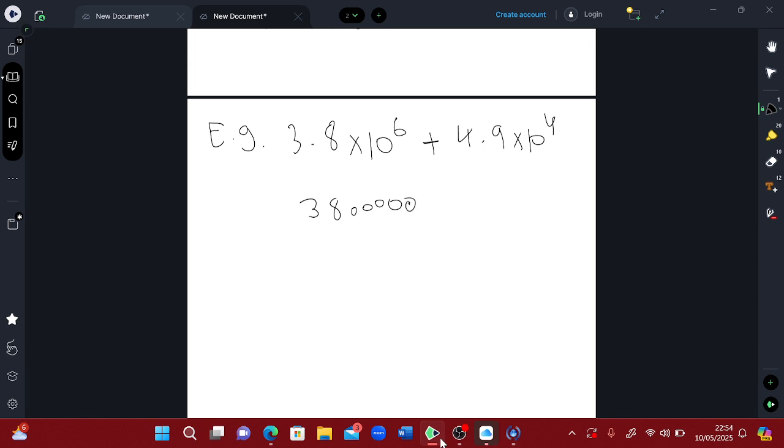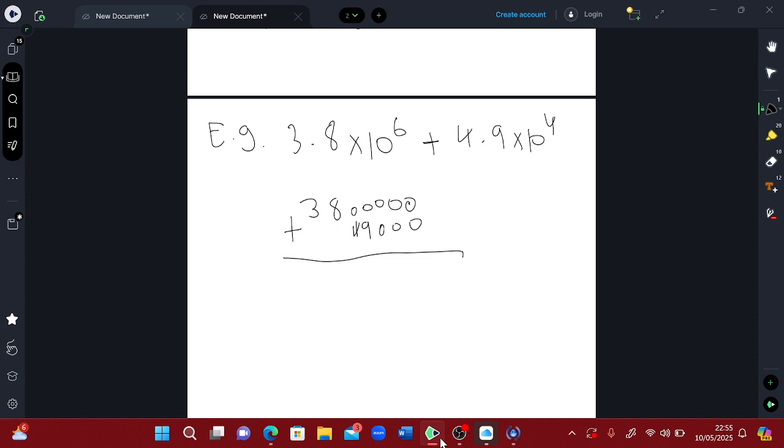Do the same with this, because we're adding. So 4.9 times 10 to the 4. It's going to be somewhere there. 4.9. Move 4 points forward. Hang on, let's align the numbers actually. 49000. So the decimal point was here, so 1, 2, 3, 4. Lovely jubbly. And that's the whole idea.